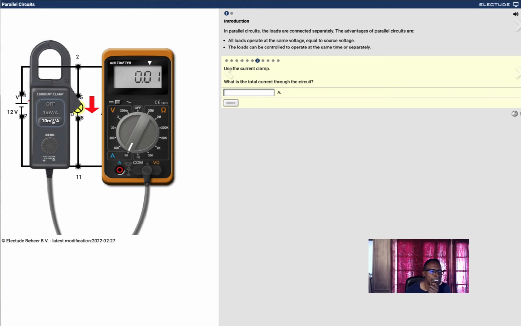Let's see here. No. What's going wrong here? It should be. Turn on. And meter on. Meter doesn't know. That blew a fuse or something.